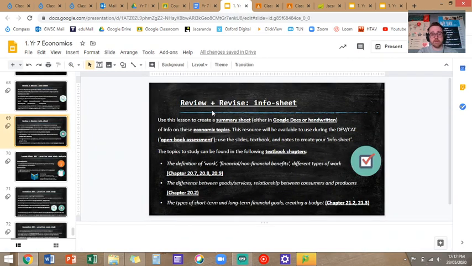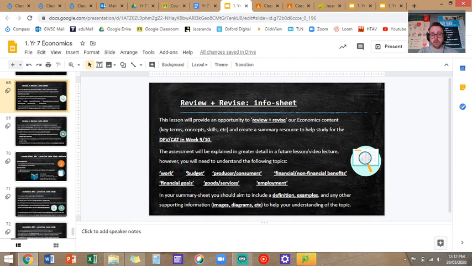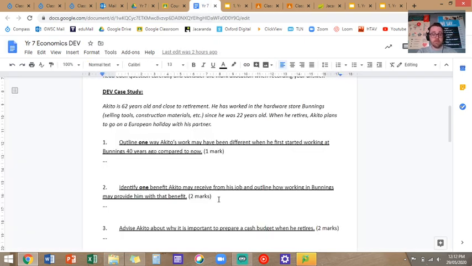If we go back to our little revision slides, one of the topics we looked at was financial and non-financial benefits. That's probably where I'm going for this question. 1 mark for telling me a benefit, and then another mark for telling me how working at Bunnings actually provides him with that benefit. So you need to explain or outline how working at this store has provided this benefit. If you say this benefit helps him fly an airplane, it probably doesn't, but that's one example. You would have to explain how his work would lead to that benefit, if that makes sense.